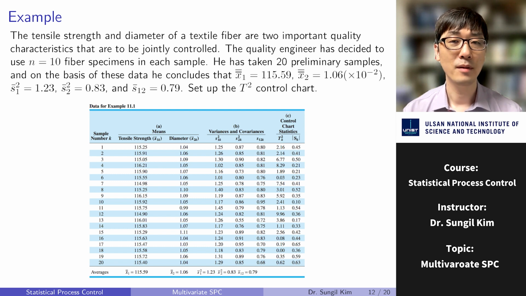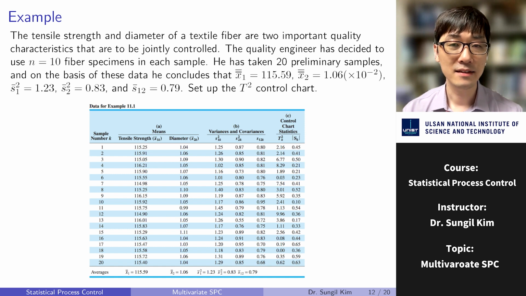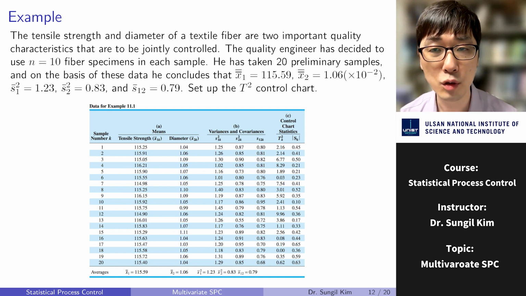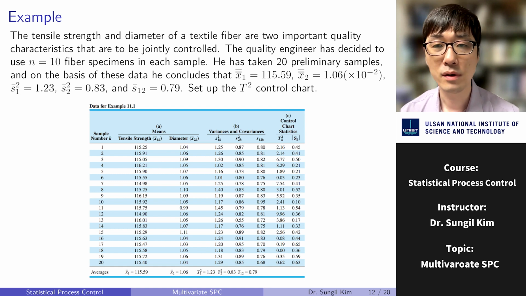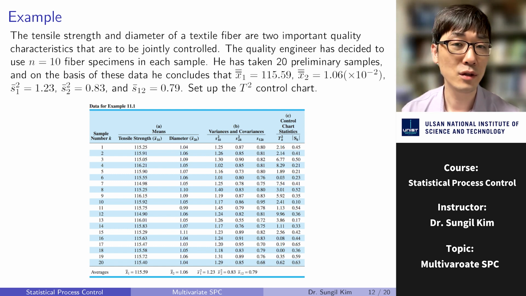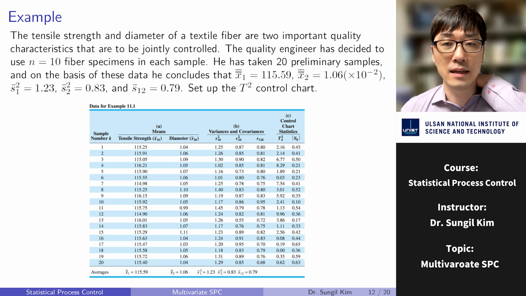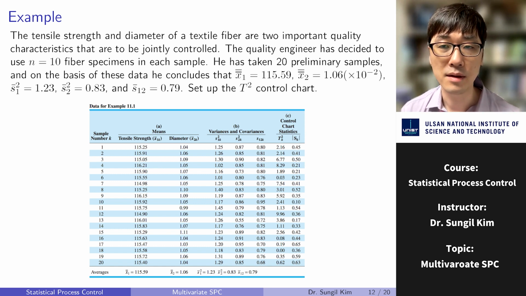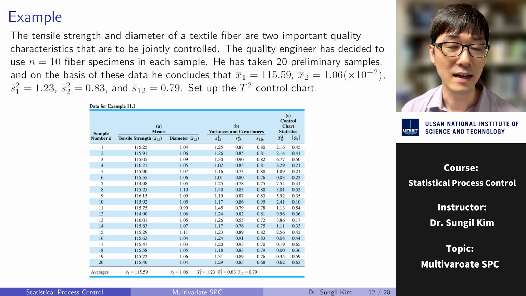Here is an example of a multivariate SPC. The tensile strength and diameter of textile fiber are two important quality characteristics that are to be jointly controlled. The quality engineer has decided to use a sample size of 10 fiber specimens in each sample. He has taken 20 preliminary samples, and on the basis of these data, he estimates distribution parameters.